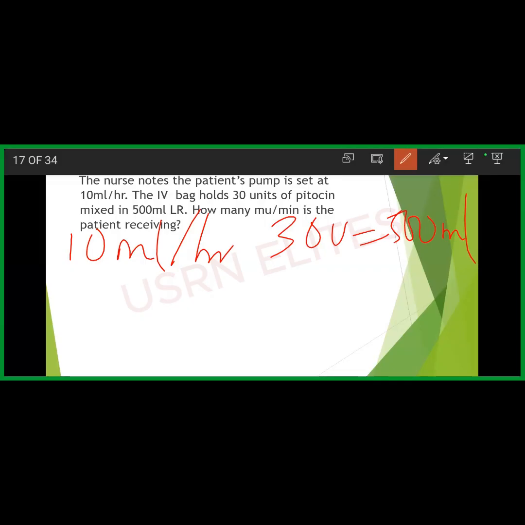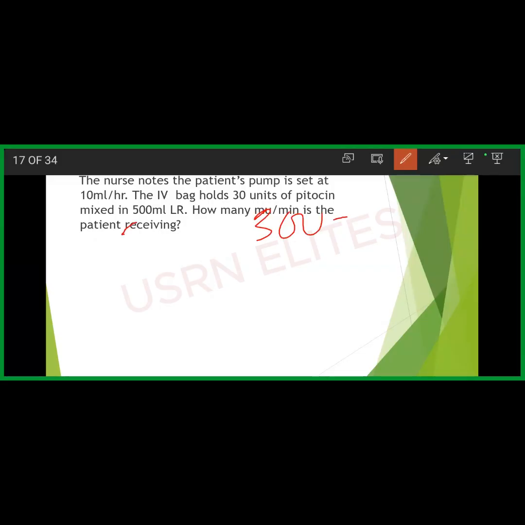Okay, so I should write this way: let the 30 units be on one side, 500 mils, right? Yes. Okay, good. Then the 10 mils per hour goes under the 500 mils. So 10 mils will give us how many units? Good. So I cross multiply, then at the end I had 0.6 units.